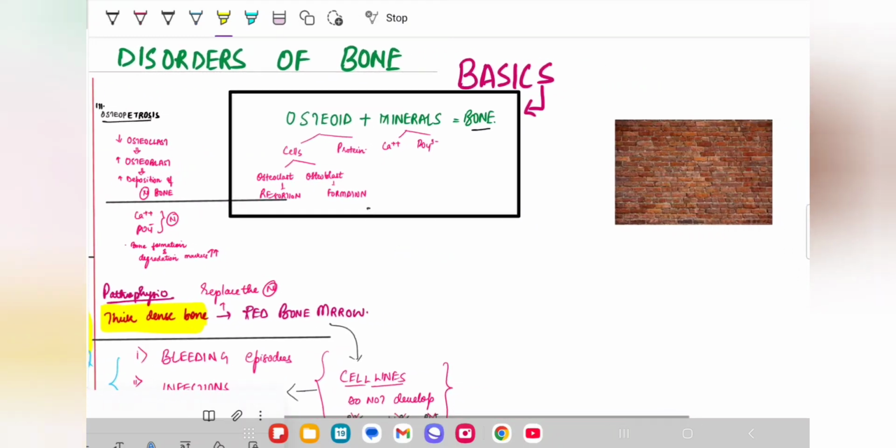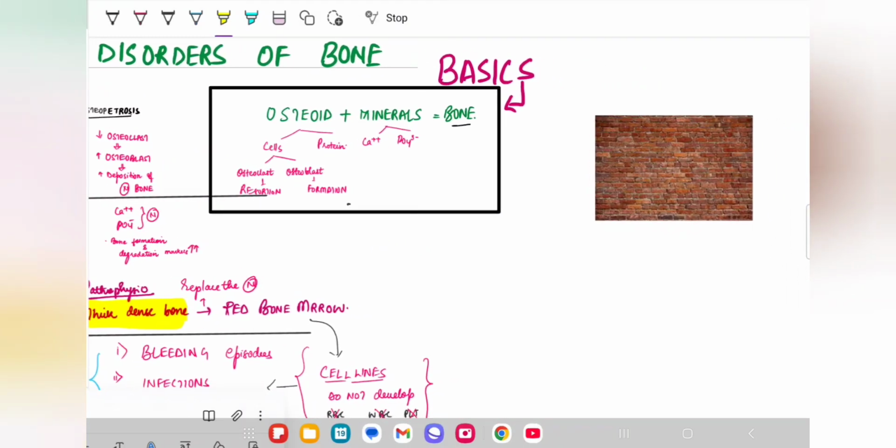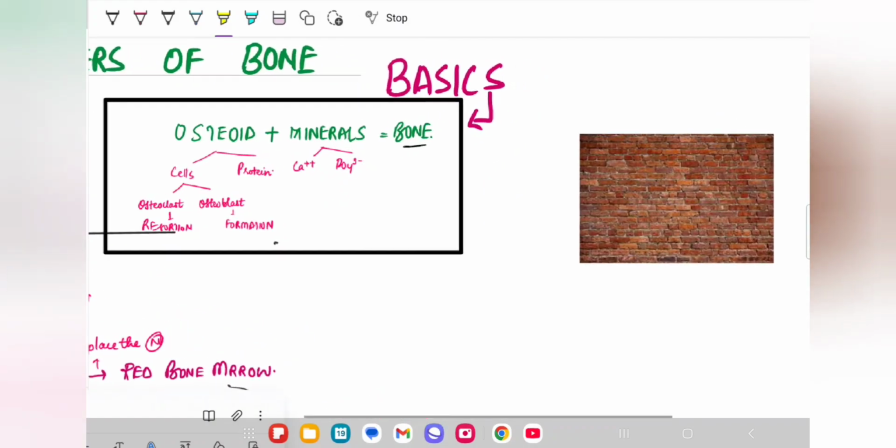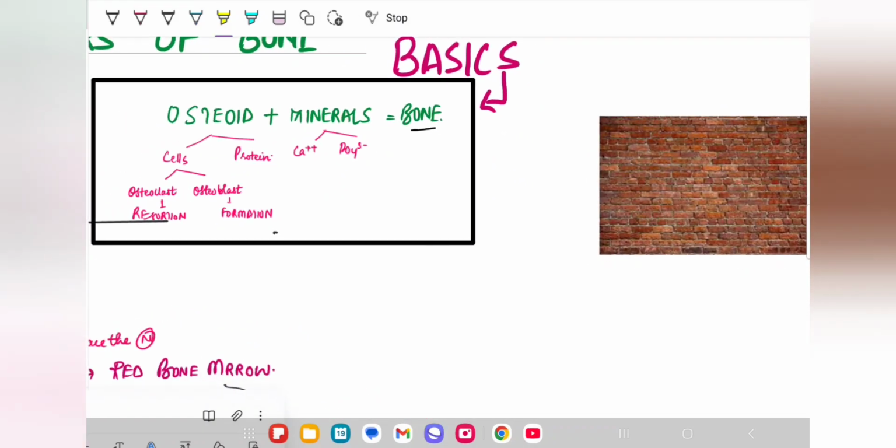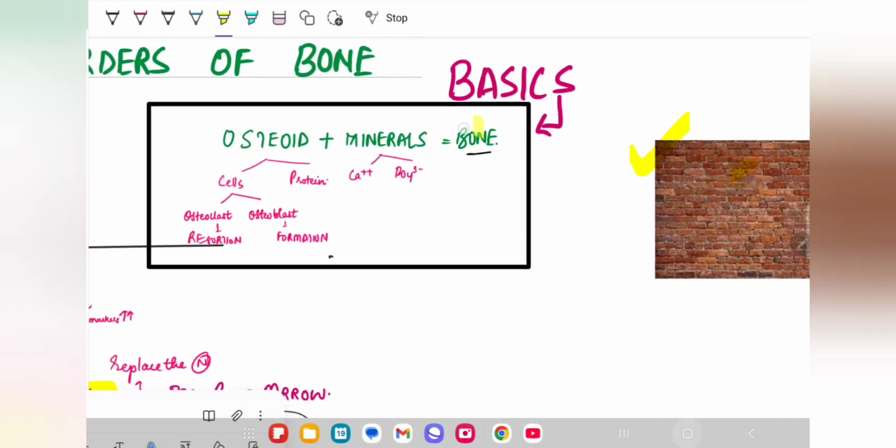Before going to the table, let's see an important basic concept of how we will be approaching these three topics. Just like this wall here, which is made up of bricks and the cement which keeps the bricks together, our bone is also made up of minerals and osteoid. Osteoid forms the basic framework of the bone, whereas the minerals keep the basic framework together. The minerals which are commonly found are calcium and phosphate.